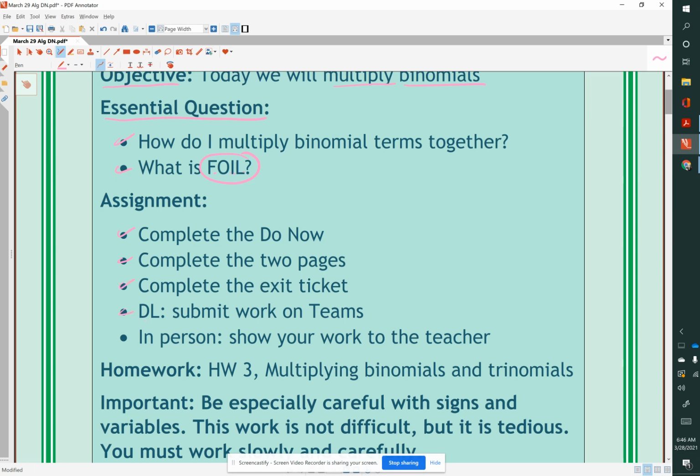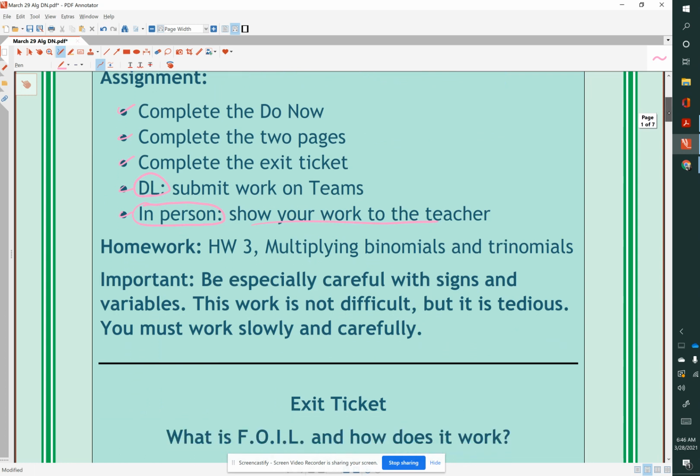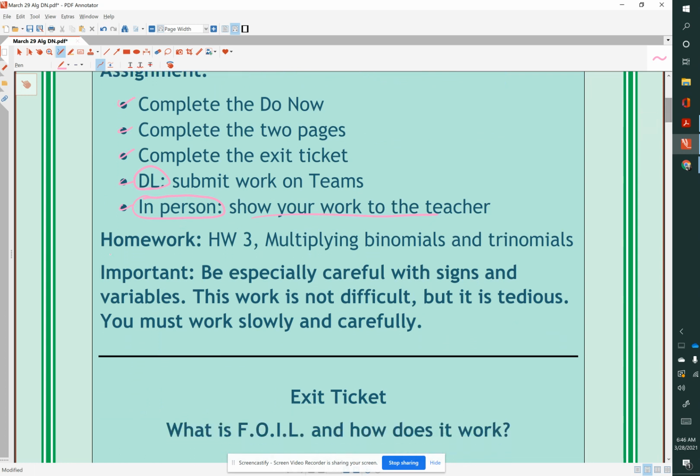distance learners, you'll submit your work on Teams. If you are in person with me in the room, you'll show me your work, and that will be sufficient. So please bring your notes to class every day if you're coming in person, and good for you for doing that. Our homework is homework 3, multiplying binomials and trinomials.